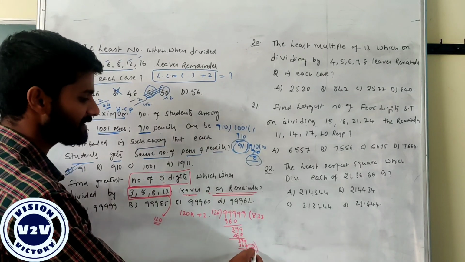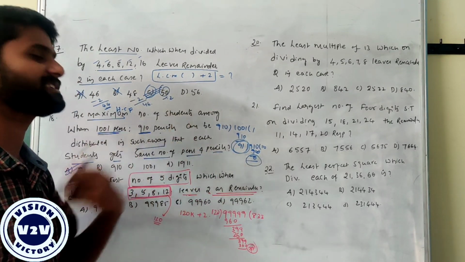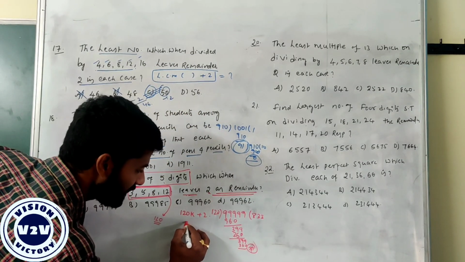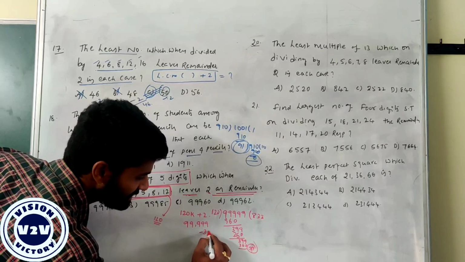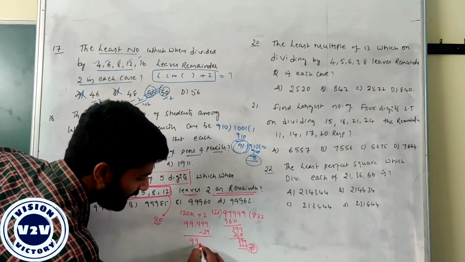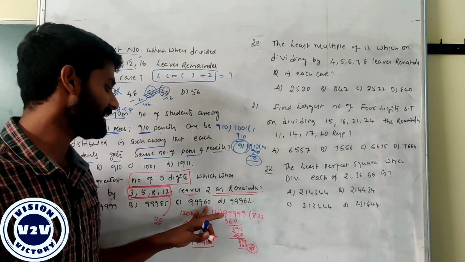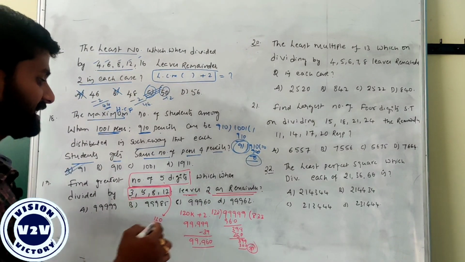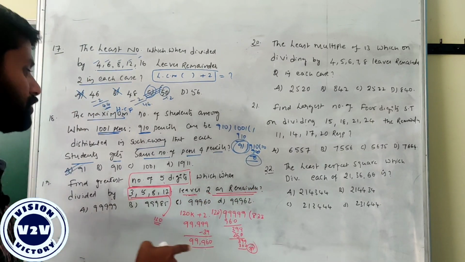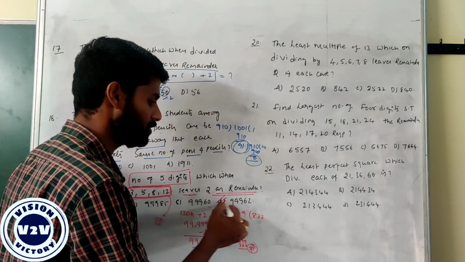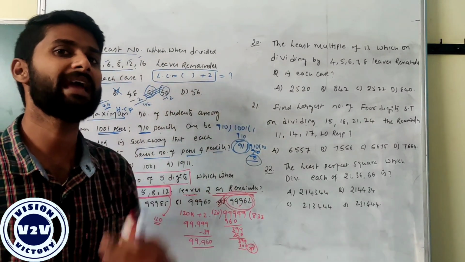So whatever the remainder, we need to subtract it. Why? Because if you add it, the number becomes 6 digit. We want 5 digit, so from 99,999 we subtract 39 and the value becomes 99,960. But 99,960 is not the answer. Here in my question, every time we leave 2 as a remainder. If you want 2 as a remainder, then the option is equal to 99,962. Why? Because the remainder should be added.